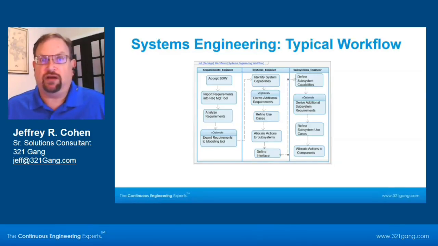Now, the systems engineer is going to take those requirements and identify the major capabilities of the system, or if it's a subsystem engineer, the parts of the subsystem that they're looking at. We're going to derive any additional requirements, refine those use cases that captured the features and functionality, refine them to be more specific, then allocate that functionality to the parts of the system. And finally, we're going to define the interfaces. Similar, you can read down the subsystem engineer, pretty obvious things.